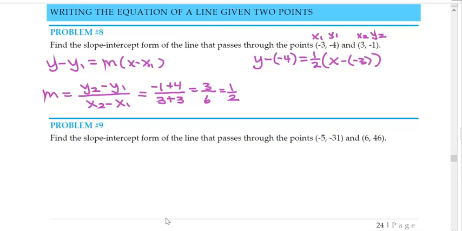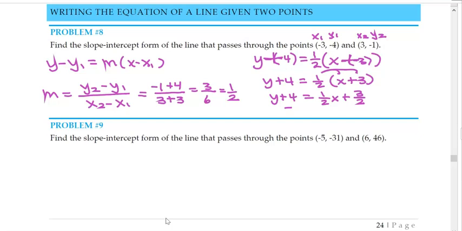And then we'll do some simplifying here. Minusing a negative is really adding, and so we have both of those things going on here. So really we have, I'm going to rewrite this as y plus 4 equals 1/2 (x plus 3). All right, now let's distribute that 1/2 through. So we have y plus 4 equals 1/2 x, or sorry, plus 1/2 times 3, which is going to be plus 3/2.